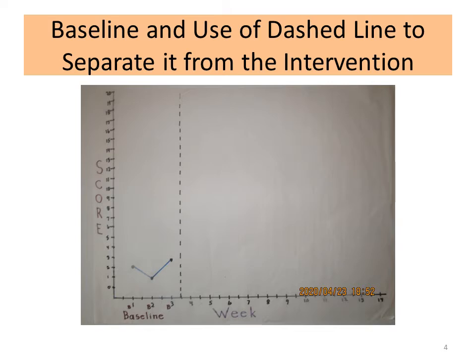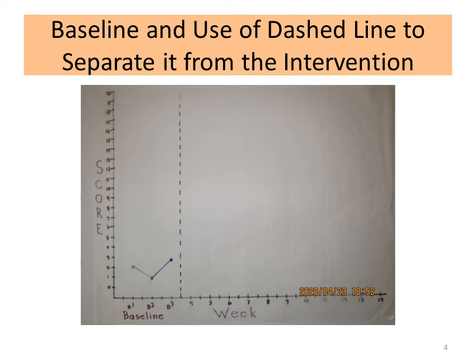So I plot the points. On B1, the very first week of baseline, you got two things correct. Baseline 2 got one thing correct, and baseline 3 got three things correct. We're not starting the intervention yet. That's all we're doing right now. After we've got 3 points, that's all that we need, we draw a dashed line to show that that's the end of the baseline.